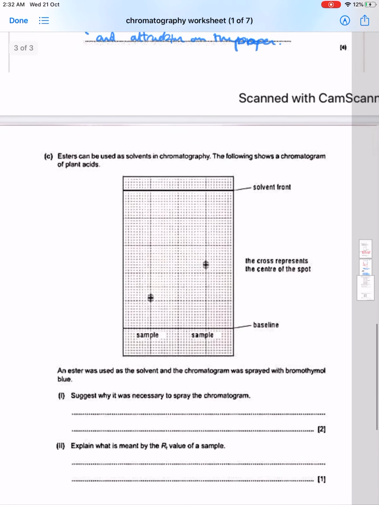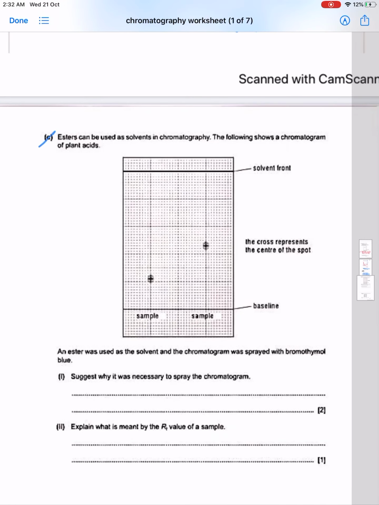Now here, guys, is another question. I picked part C out of it. Esters can be used as solvents in chromatography. The following shows a chromatogram of plant acids. As you see here, we have 2 samples. An ester was used as a solvent, and the chromatogram was sprayed with bromothymol blue. Suggest why it is necessary to spray the chromatogram.